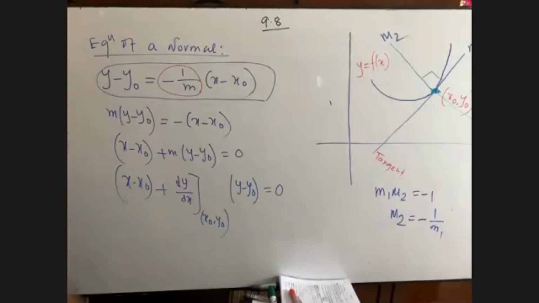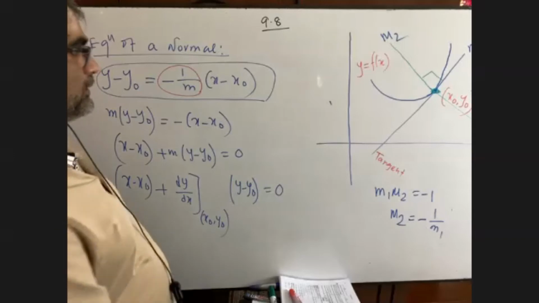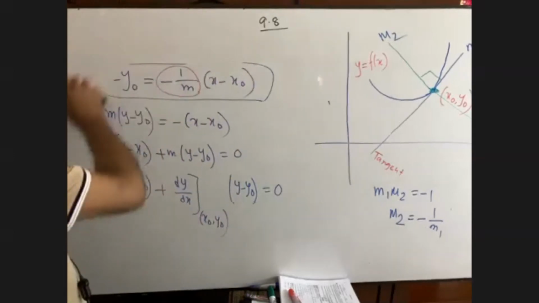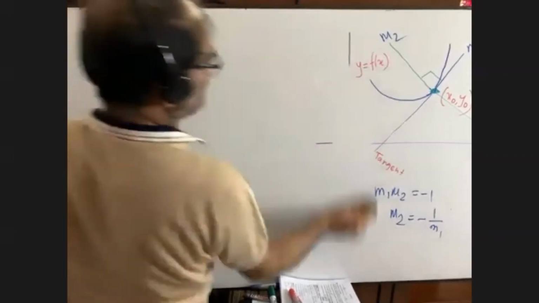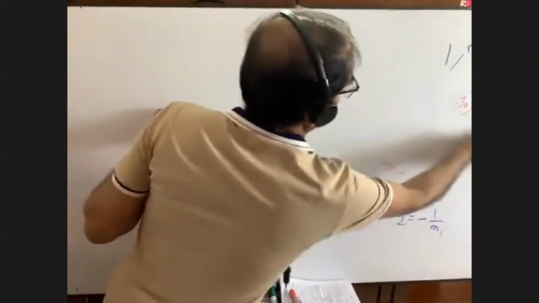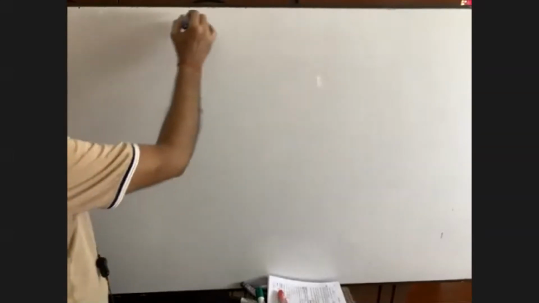Have you got it? I have put the value of m equals dy by dx, but at the point x naught y naught. Okay, dear students, please don't be afraid of seeing the formula. The math is very easy and simple. You will come to know when we have done 2 or 3 maths. Okay, let's do some maths from exercise 9.8.